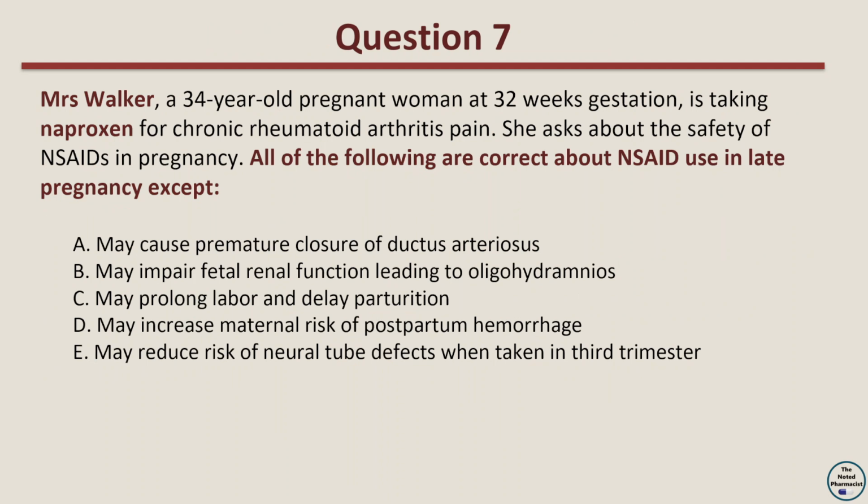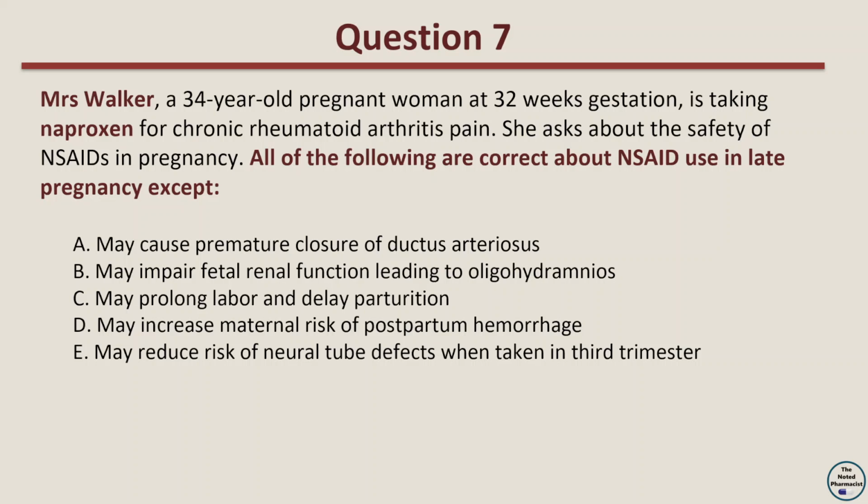Question 7. Mrs. Walker, a 34-year-old pregnant woman at 32 weeks gestation, is taking naproxen for chronic rheumatoid arthritis pain. She asks about the safety of NSAIDs in pregnancy. All of the following are correct about NSAID use in late pregnancy except: Option A, may cause premature closure of ductus arteriosus. Option B, may impair fetal renal function leading to oligohydramnios. Option C, may prolong labor and delay parturition. Option D, may increase maternal risk of postpartum hemorrhage. Option E, may reduce risk of neural tube defects when taken in third trimester.